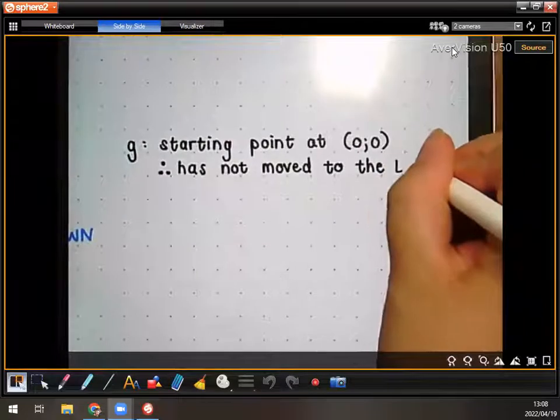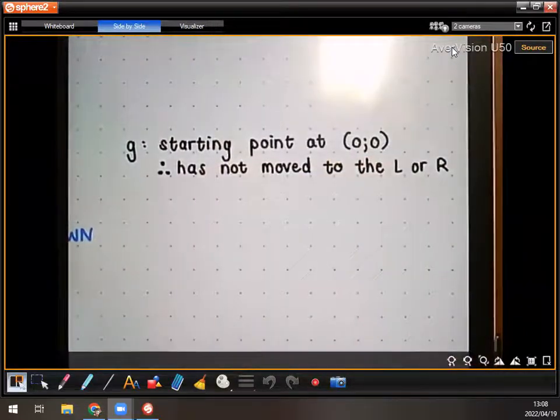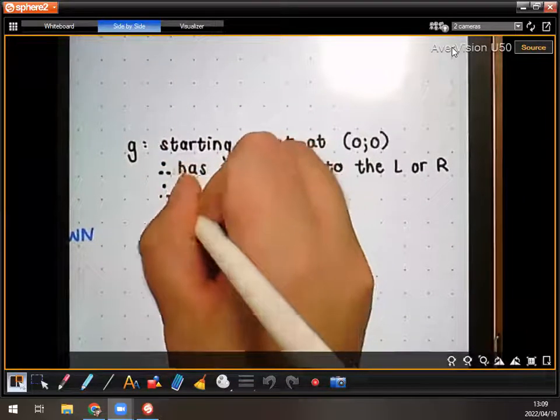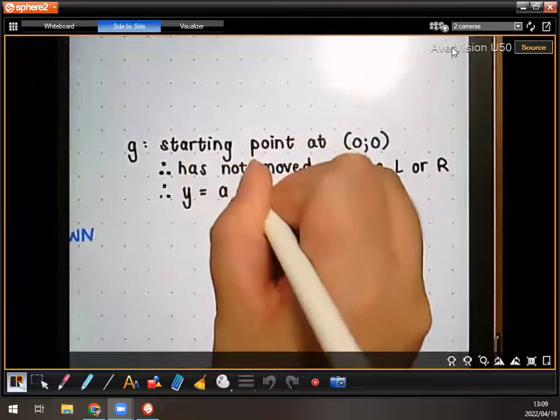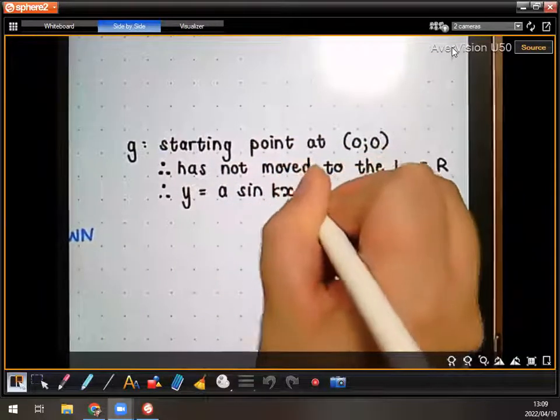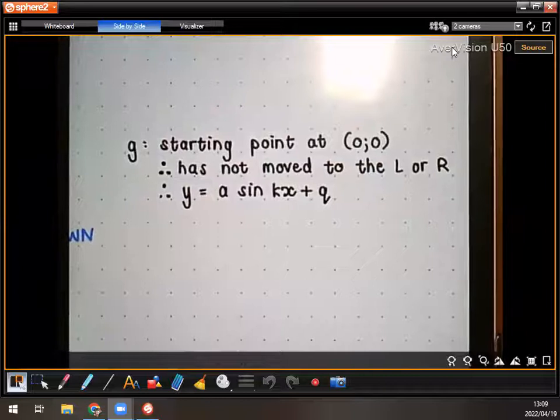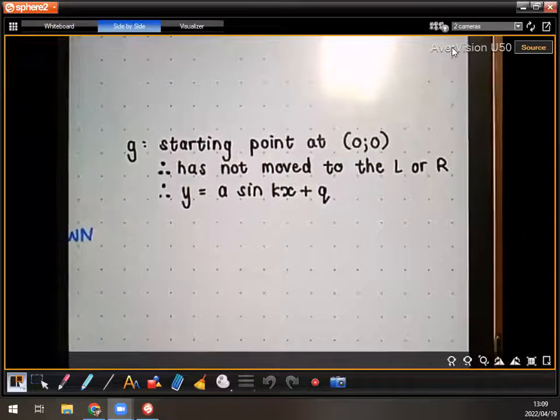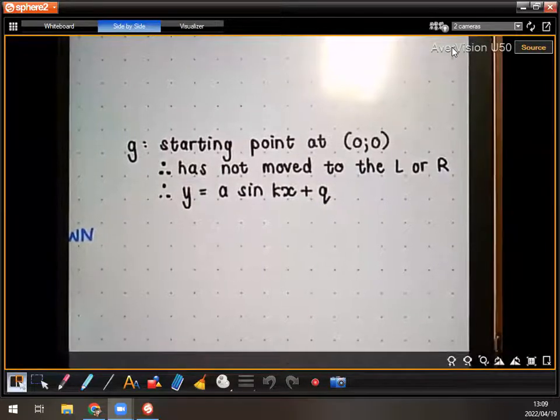Now, when you're doing this in an exam or in a test, you don't have to write this down, but it is useful to have it in the example that you do, so that you know exactly where it's coming from. Guys, if it hasn't moved to the left or the right, we're not going to have an x minus p bracket. It's actually just going to be x. So we're going to have something that looks like this: y is equal to a sine kx plus q. We only have an x minus p bracket if the graph moves to the left or the right. In this case, still starting at 0, 0, so it hasn't moved.